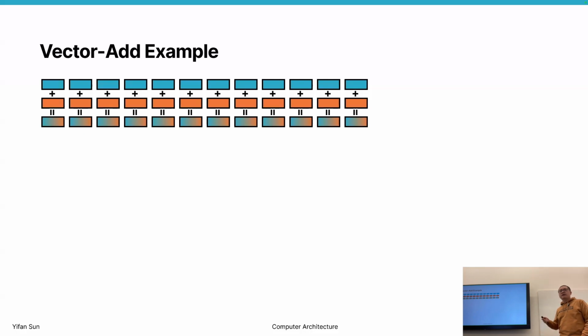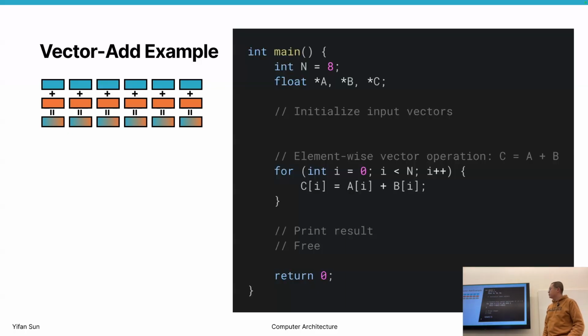It's an element-wise vector add, so we add each element together to get a result. If we write a C program, I think you should be rather familiar with this type of program. Even if you have never written C before, you should probably understand the syntax. Even if you have only written Python, the syntax is slightly different, but there's a for loop. Let's say n equals 8, just 8 elements. Now floating point arrays A, B, and C. Then we do an element-wise vector operation, C equals A plus B.